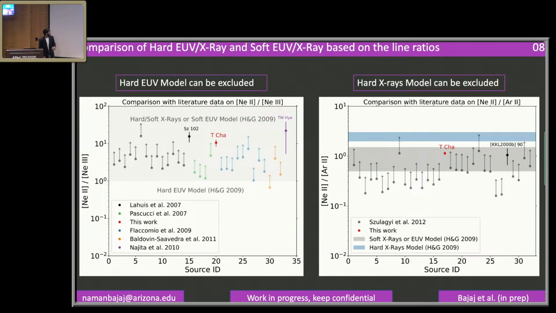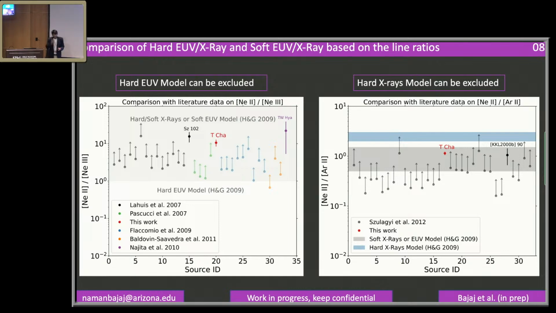Once we have these forbidden lines, we can use the ratio of the line intensities to learn more about the energy of the photons that are driving the ionization in the disk. So we use the neon 2 to neon 3 ratio and the neon 2 to argon 2 ratio. The model predictions are from Hollenbach and Gorti back in 2009. If you look at the neon 2 to neon 3 ratio, most of the data points are lower limits, except for 2 points in the literature and Teacher from this work. All of them very strongly exclude the hard EUV model.